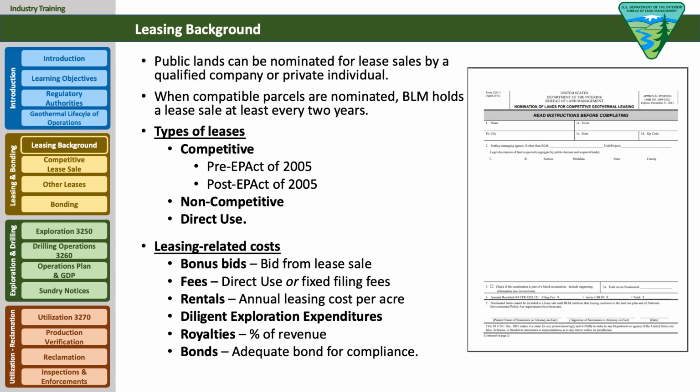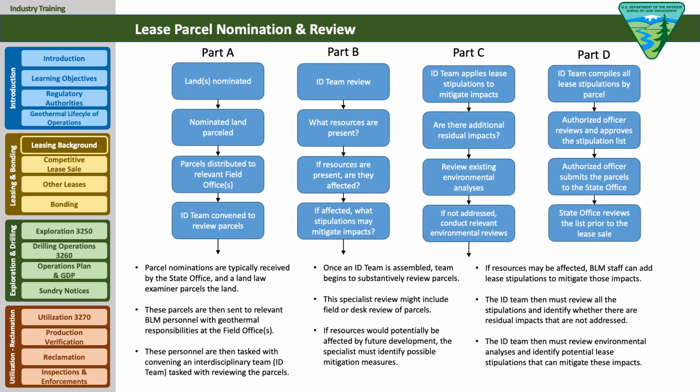Public lands can be nominated for lease sales by a qualified company or private individual. When compatible parcels are nominated, BLM holds a lease sale at least every 2 years. There are 3 types of leases: competitive, non-competitive, and direct use. Leasing-related costs include bonus bids, fees, rentals, royalties, and bonds. Lease parcel nomination review is composed of 4 parts.